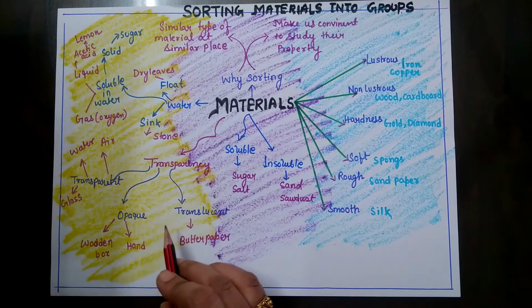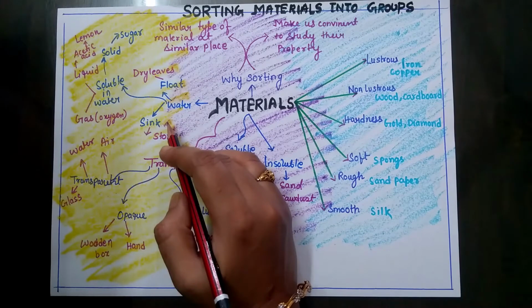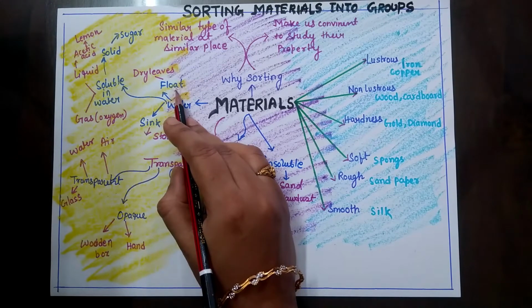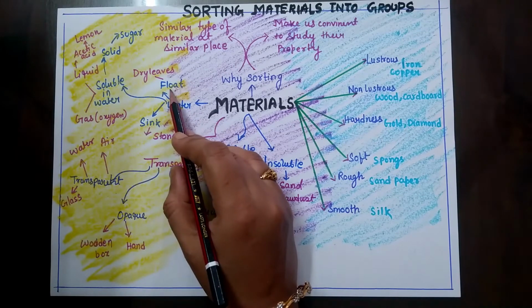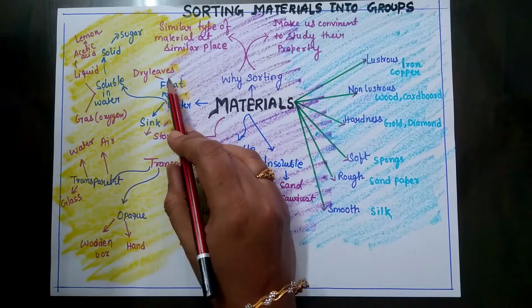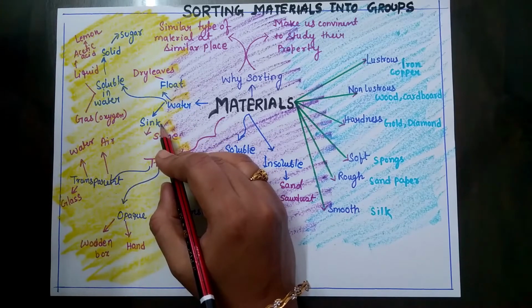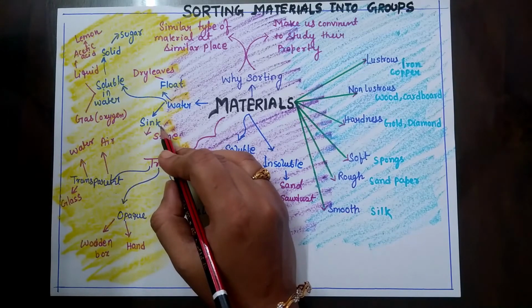Now next, talking about water. The material can float on water or the material can sink in water. The material will float on water if it is lighter than water, and it will sink in water if the material is heavier than water. The examples of floating, the materials which are lighter, can be dry leaves, thermocol. These can float over water, and the materials which are heavier than water can be stone, nails, and they will sink in the water.